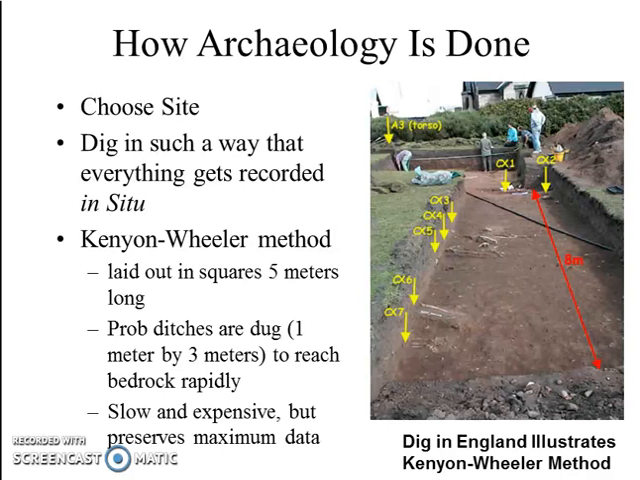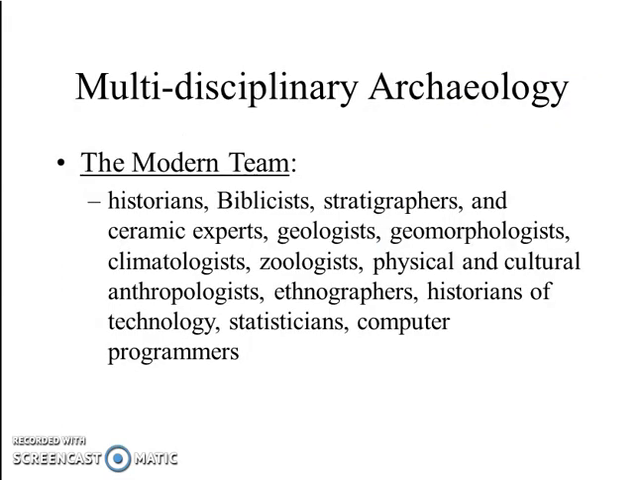How do you do archaeology? You choose a site. You dig in little squares. This was developed by Kathleen Kenyon and a man named Wheeler. 5 meters square. And you dig down and you record everything that you find. That's the scientific way of doing it.